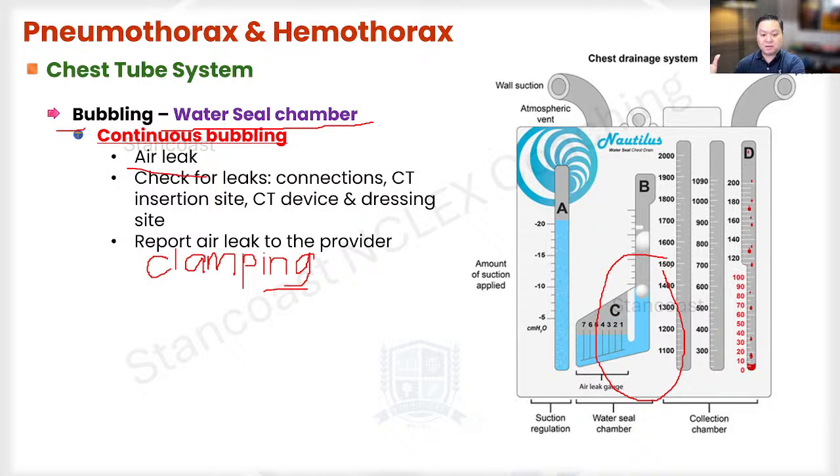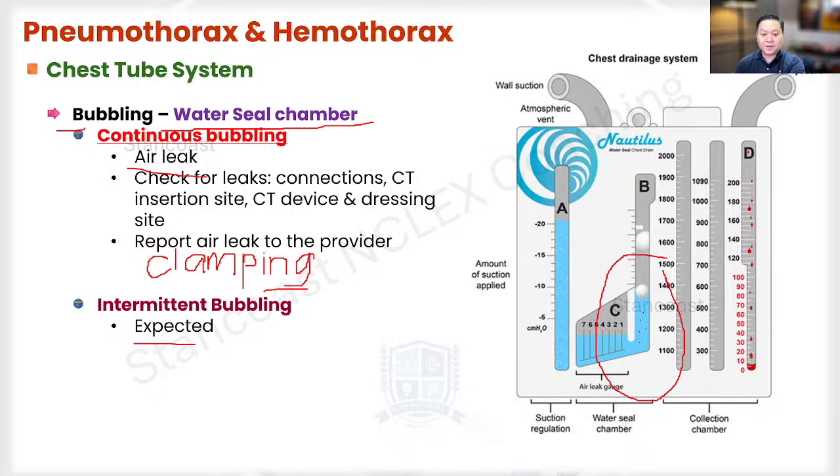It could be the dressing or the insertion site. It could be a loose connection in the tubing. So this is going to narrow down your investigation. Now, another is that you're going to have to check for the intermittent bubbling. So what is this? Well, this is expected. This is normal. The intermittent bubbling that you will see here is normal.